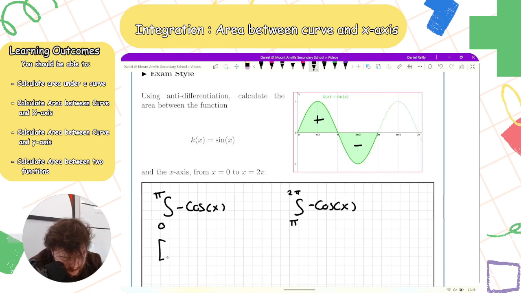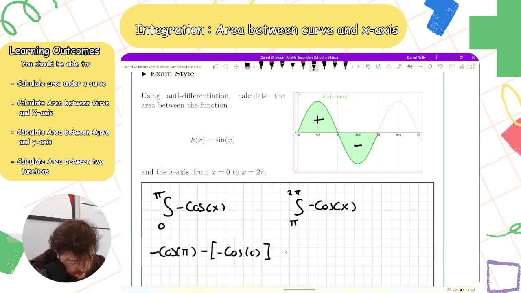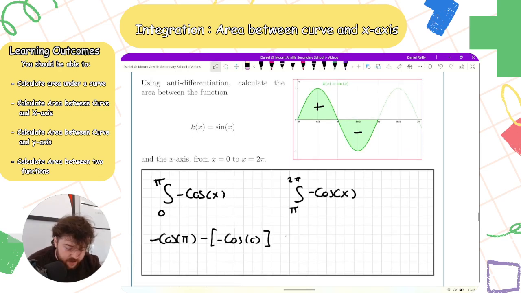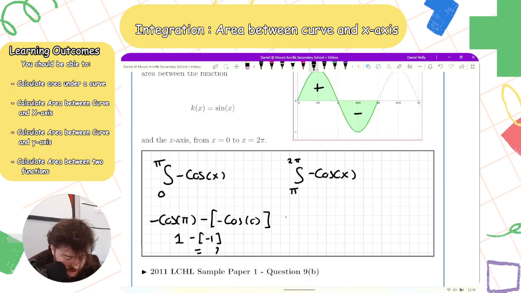So this will be equal to minus cosine pi minus negative cosine 0. Make sure to calculate in radians. Cosine pi is minus 1, so minus negative 1 is just 1. Then cosine of 0 is 1, so it'll be minus negative 1, which is going to be 2. So this area is going to be 2 up here, and in this negative area, it's going to be minus 2.